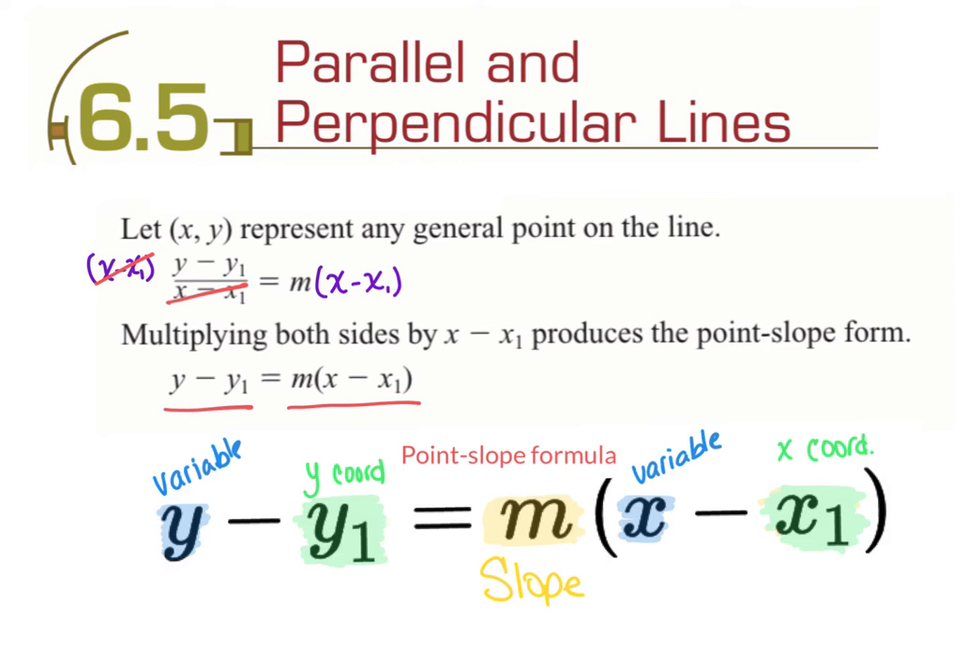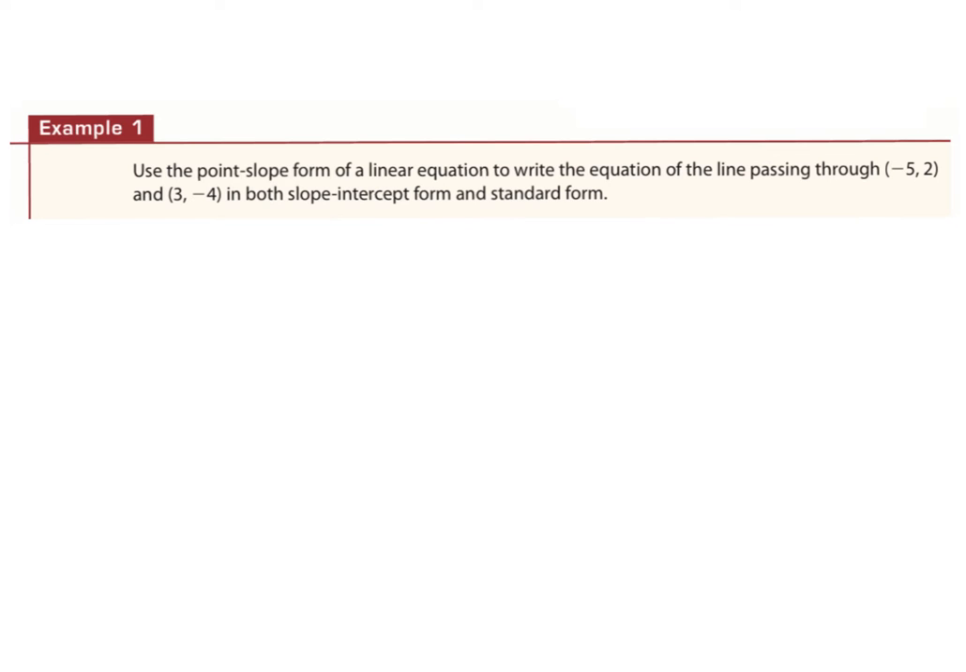So let's look at example 1. Example 1 on page 256. Use the point slope formula of a linear equation to write the equation of the line that passes through these 2 points. And they want us to write it in slope-intercept and in standard form. So with either one of those, using point slope, we actually need the slope. All right? So before we can do anything, we need to find the slope.